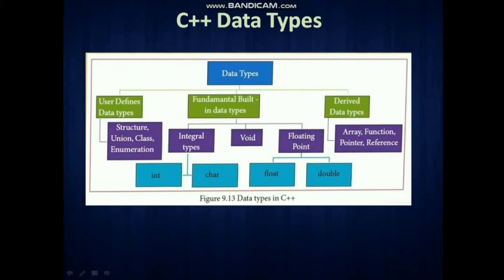Okay, next is the derived data types. Derived data types include array, function, pointer, and reference. Array and functions, these 2 we will discuss in volume 2. We will see these 2 topics separately and briefly. So we will see one by one: what are the fundamental or built-in data types, and how to declare and use these data types in a C++ program. We will see all of that.